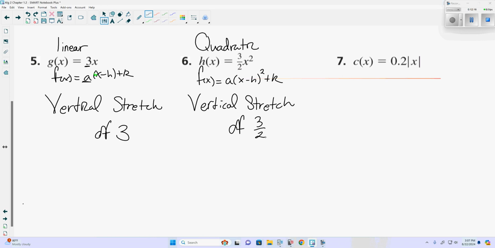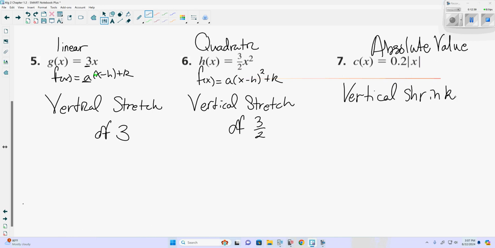Questions on number 6? We're ready for number 7. It would be absolute value, and it would indeed be a vertical shrink. And the reason it's a vertical shrink is because it's between 0 and 1.